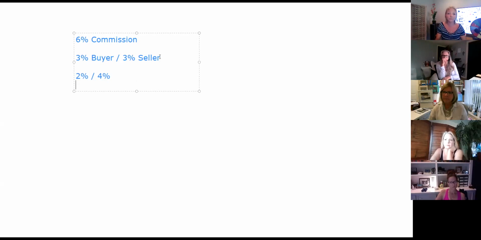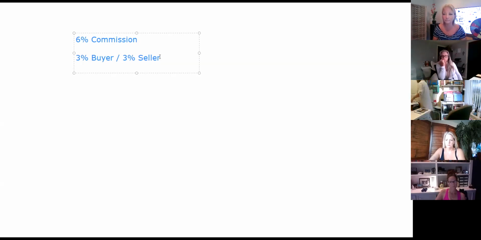For this example, we're just going to use 3 and 3, assuming that if you have the listing and you're getting 6%, you're offering 3% to the buyer side and you're taking 3. Now we'll address Tony's question in a second. This isn't always how it is, because who gets to determine? The listing agent. Right, the listing agent. So for my example, we're going to use 3 and 3. And if I was talking to a seller, I would use 3 and 3.